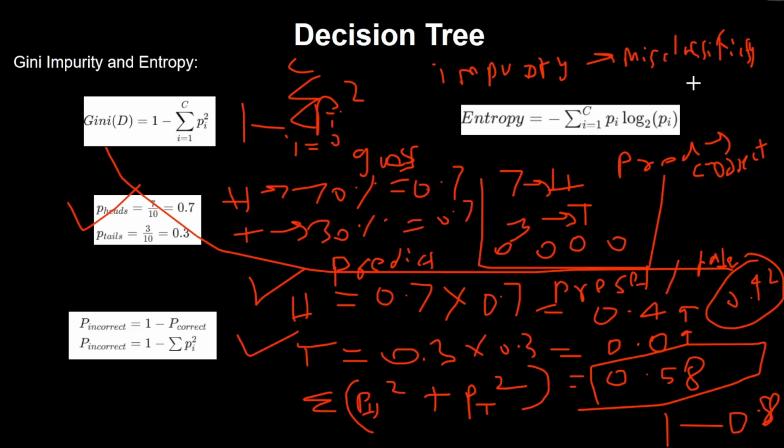To put it in short, why do we take the square? Because it's the predicted and the actual data, so we multiply them because they are independent events, and we add them together to get the total probability of correctly predicting across every class. And we take 1 minus the same thing we calculated to measure the impurity or misclassification. So if the Gini index is 0, this term would be 1, right? So 1 minus 1 is 0.